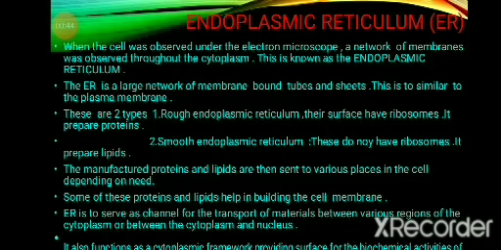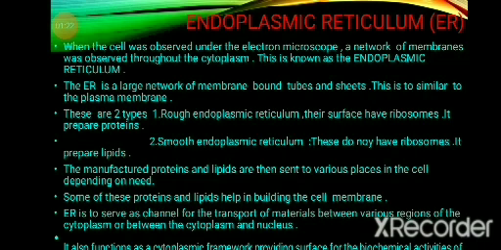The endoplasmic reticulum is a large network of membrane-bound tubes and sheets. This is similar to the plasma membrane. Endoplasmic reticulum is of two types. First one, rough endoplasmic reticulum, and second one, smooth endoplasmic reticulum. Rough endoplasmic reticulum has ribosomes on its surface. It prepares proteins. Next, smooth endoplasmic reticulum. These do not have ribosomes.